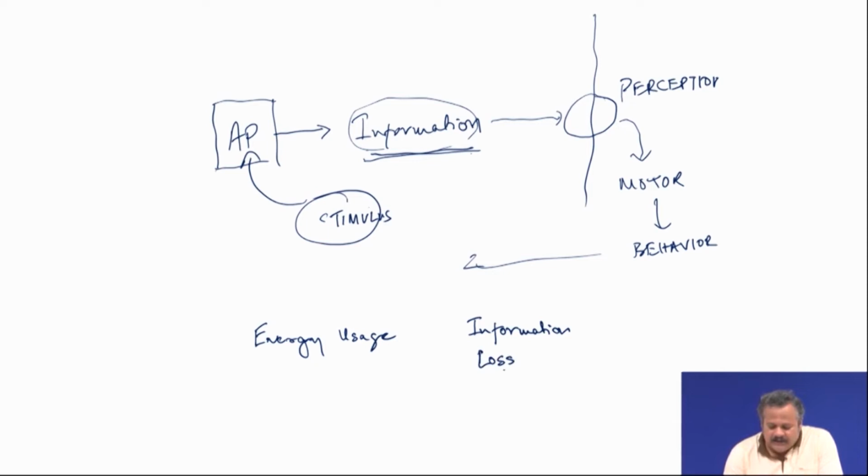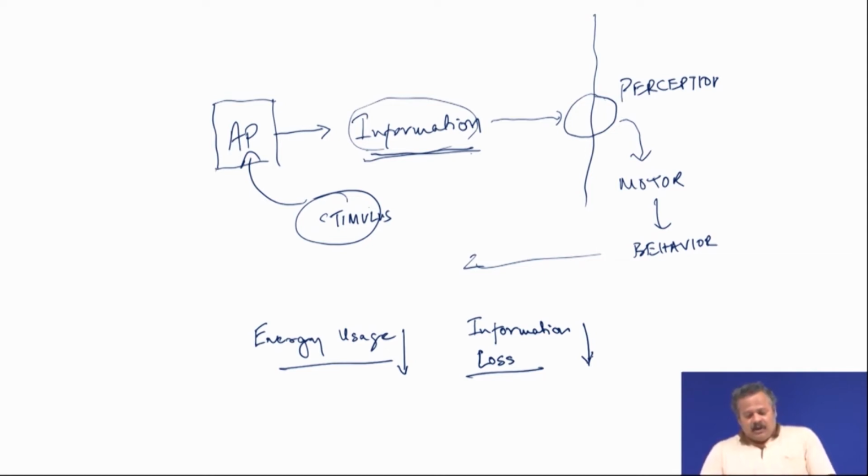Loss is minimized. So energy usage is minimized, information loss is minimized. So if we can formulate the problems of representation of general stimuli, let's say for the visual system, then can we get any idea about what the system should be like, or should have been like, at least at one level? This is what the authors Olshausen and Field approach.